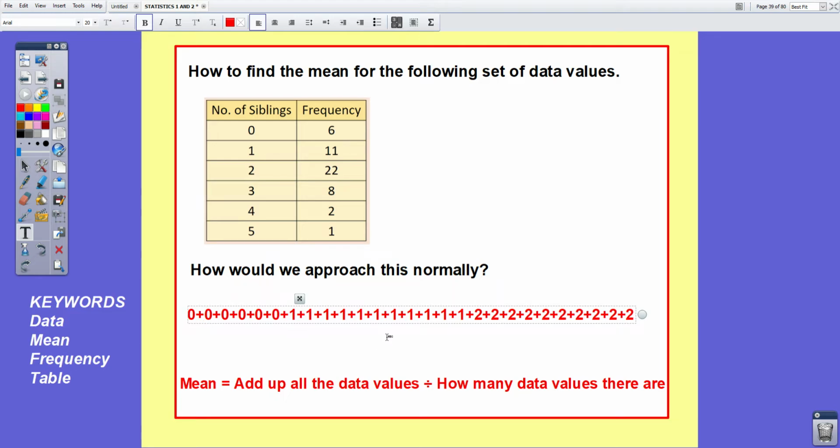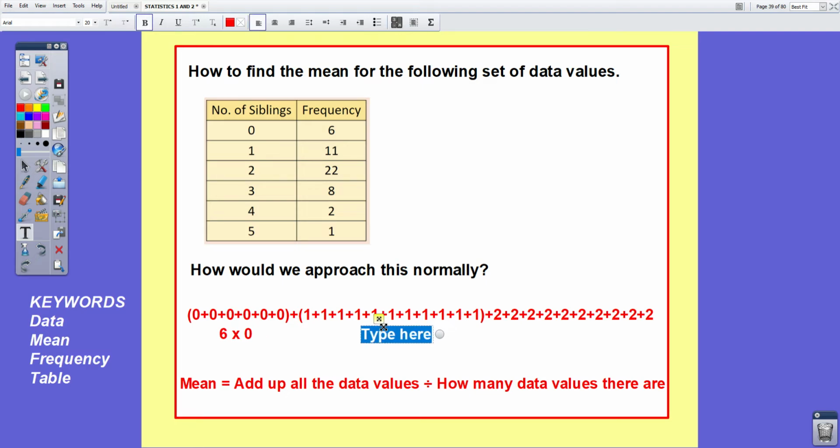And actually there is. Let me stick a couple of brackets on here around all the zeros and around all the ones. How many zeros have I got? 1, 2, 3, 4, 5, 6. I've got 6 zeros. I've got 6 times 0. How many ones have I got? 1, 2, 3, 4, 5, 6, 7, 8, 9, 10, 11. I've got 11 times 1.